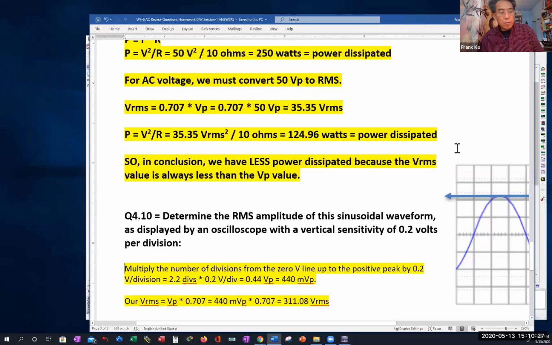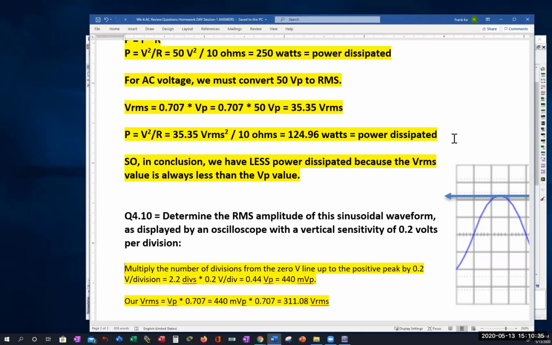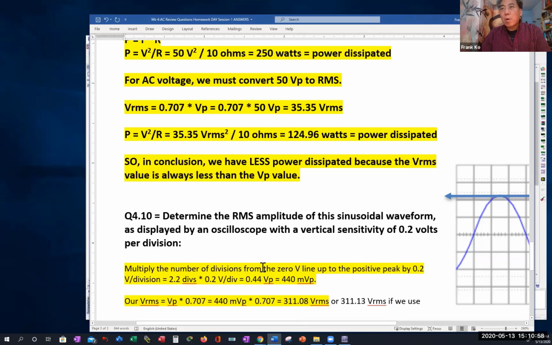Question. Rolando, you had a question? Yeah, this the last problem, in order to find the vertical, the V peak value, should I consider 0.44 V peak or 440 millivolts peak? Well, our answer, these two values right here are the same value.